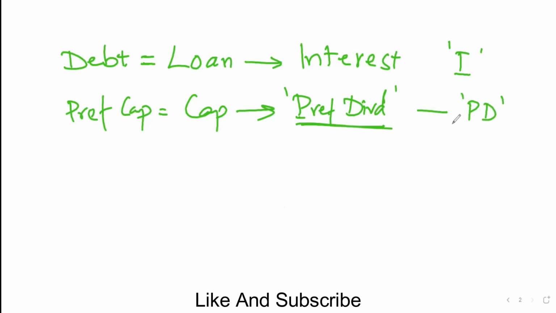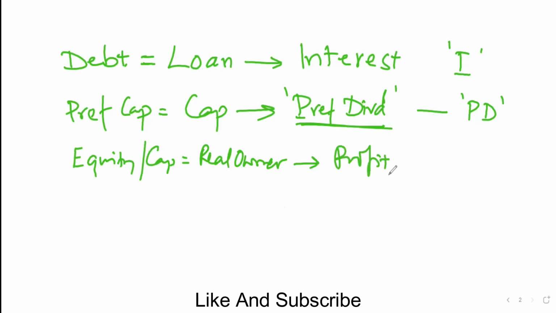Preference dividend. Do you understand? And equity shareholders are equity capital. Equity shareholders are the real owners of the business company. What are they interested in? They are interested in profit, right? Are you with me? Yes, sir.